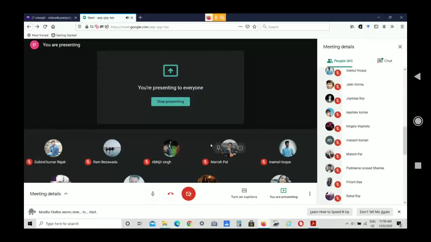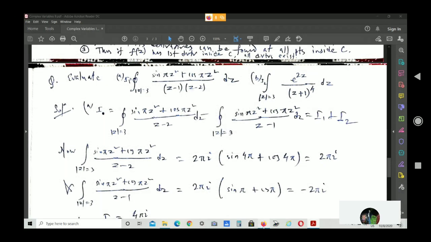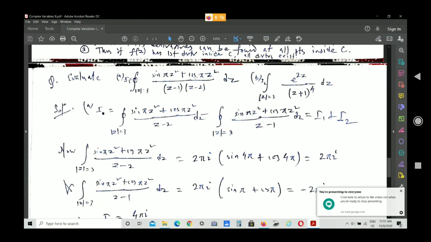We'll tell. Sunil Sharma. Yes, sir. Function analytic. Is this function analytic or not? Sin pi z square plus cos pi z square. Is it analytic? The function in the numerator, sin pi z square plus cos pi z square, is it differentiable or not? Is the sine function differentiable? Yes sir, sine function is differentiable.